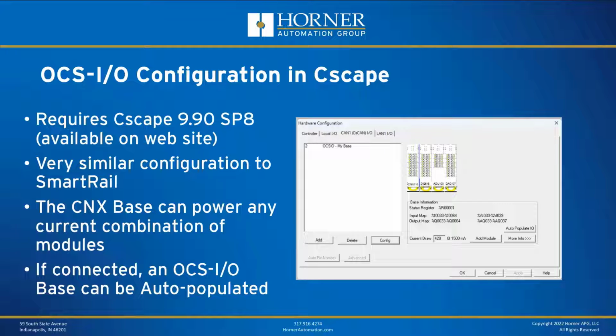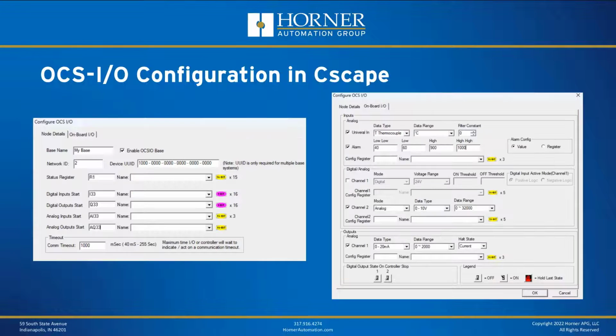Now, one of the enhancements with OCS-IO versus SmartRail, as an example, is that if you're online with Cscape and your OCS, and the OCS is connected to the OCS-IO base, then you can hit an auto-populate button, and it will auto-populate all the modules that are physically connected. So that is something that you can do with the OCS-IO base. That is definitely an enhancement.